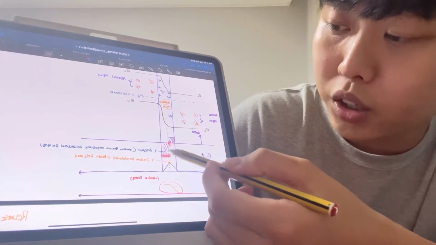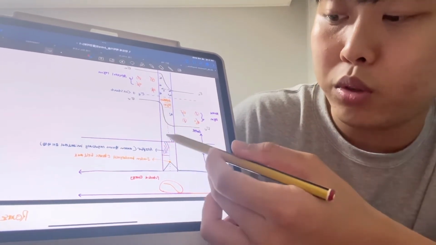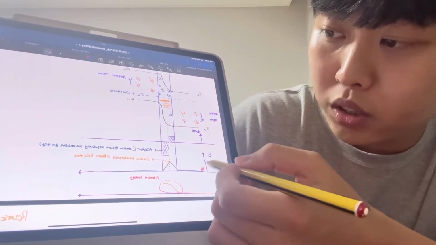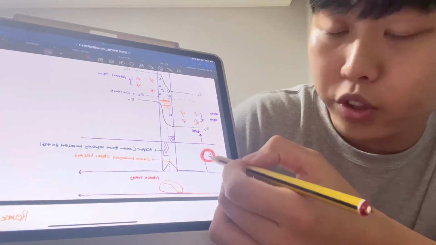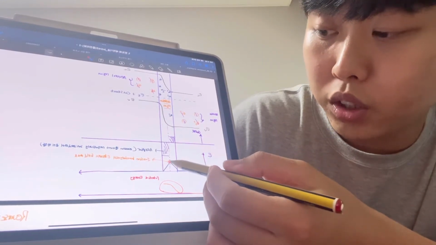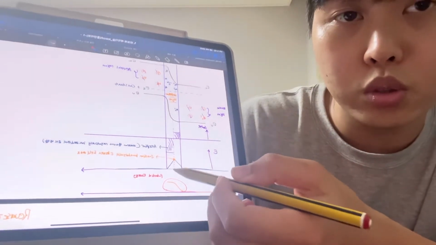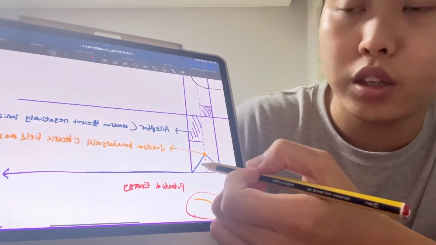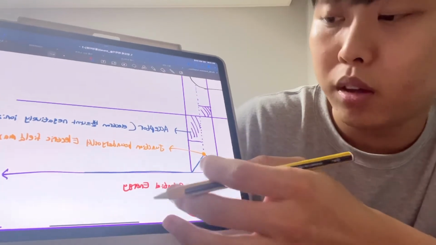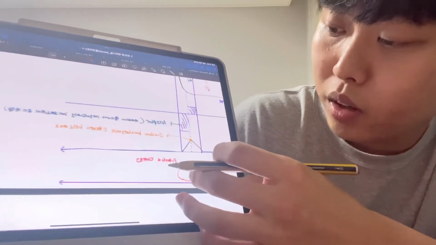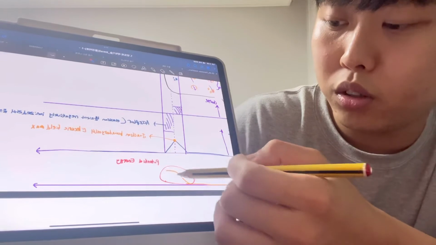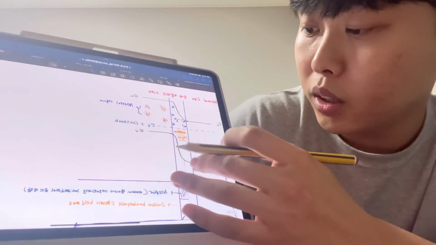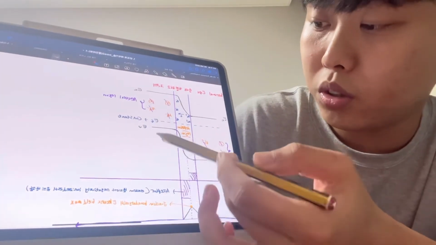So this is the charge, and if you integrate it, you'll get this kind of curve, and this means the electric field. As you know, at the peak, at the junction boundary, you get the maximum value of the electric field. And if you integrate that, you'll get this kind of curve of potential energy. I'll give you some definitions for this diagram.